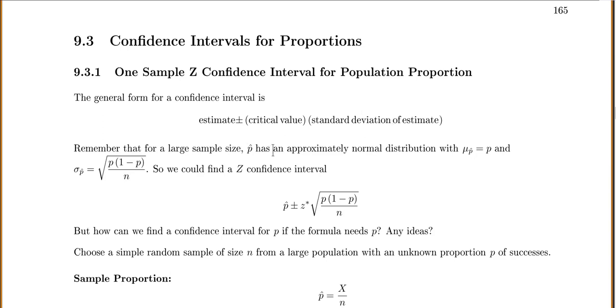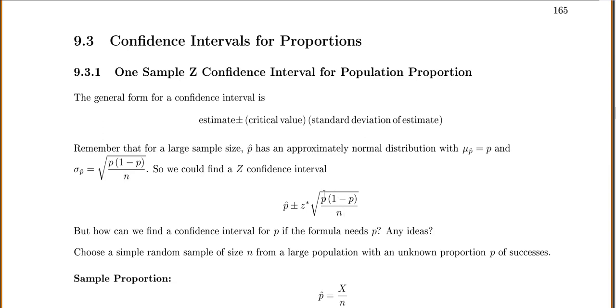And we said for a large sample size, when we talked about the sampling distribution, we said p hat has an approximately normal distribution with the mean of p hat equal to p and the standard deviation of p hat equal to the square root of p times 1 minus p over n. So we could find a z confidence interval. Notice we do our estimate. Our estimate of p is p hat. Critical value we just call z star because it's a normal distribution, so we can use z. And the standard deviation would be the square root of p times 1 minus p over n.